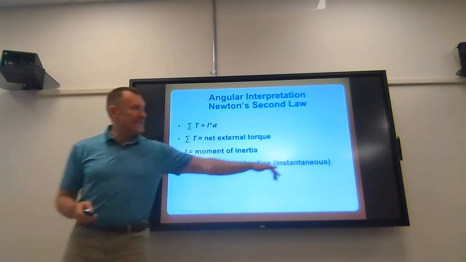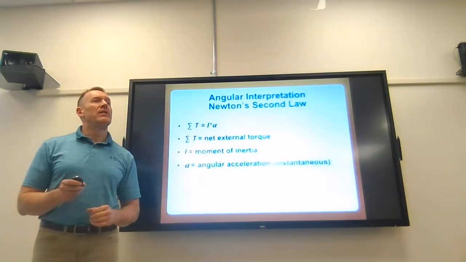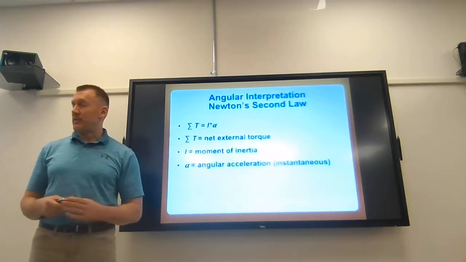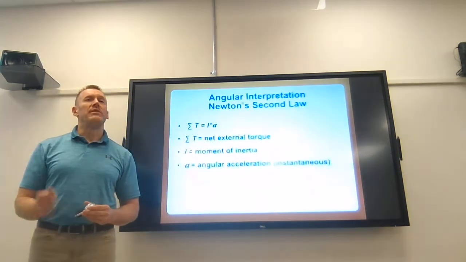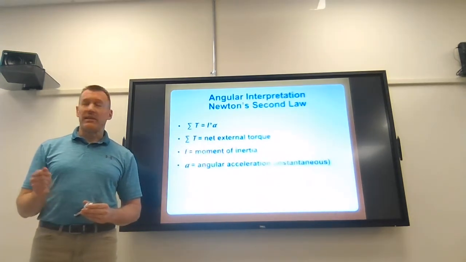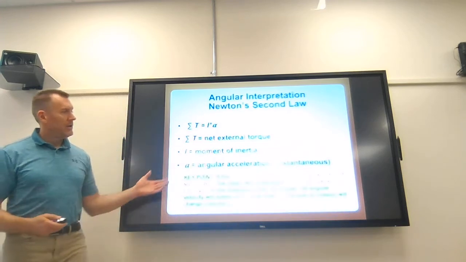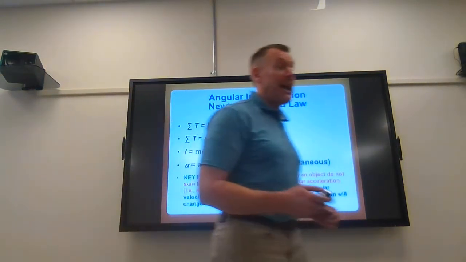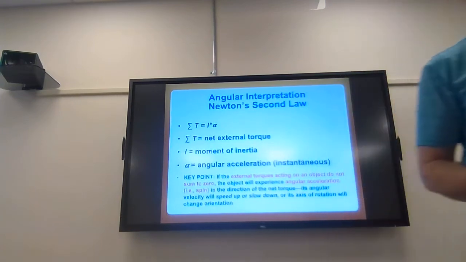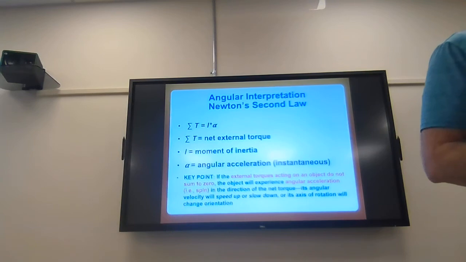So this is instantaneous. We're not talking average acceleration over a time interval. This is the moment that the acceleration takes place, and it is proportional to the net external torque. So in order to have acceleration of a rotating body or object, we have to have a net external torque that's greater than 0. That is the key point.